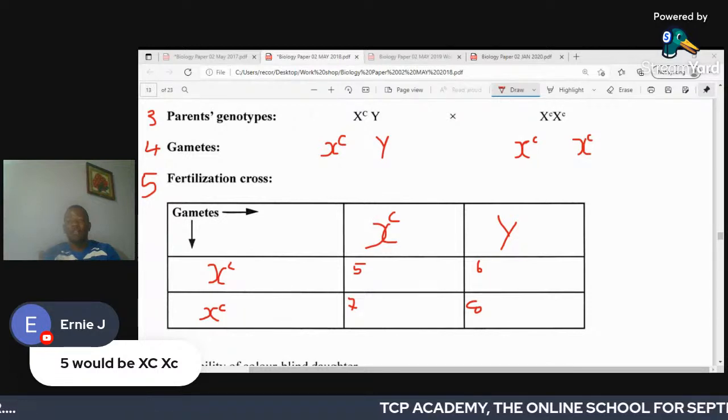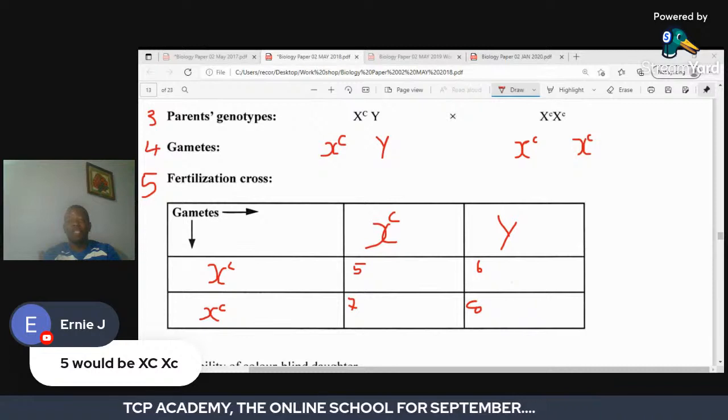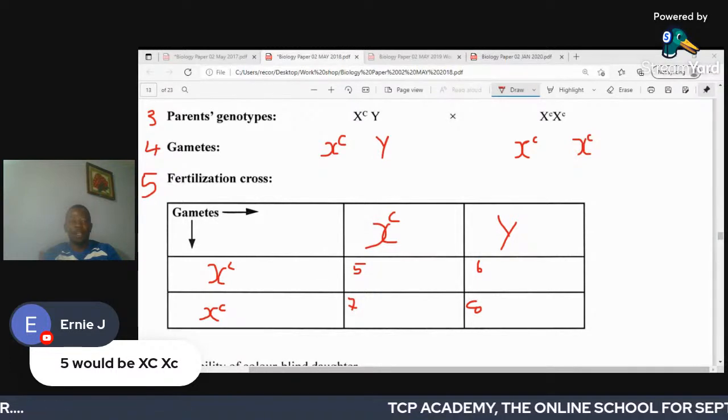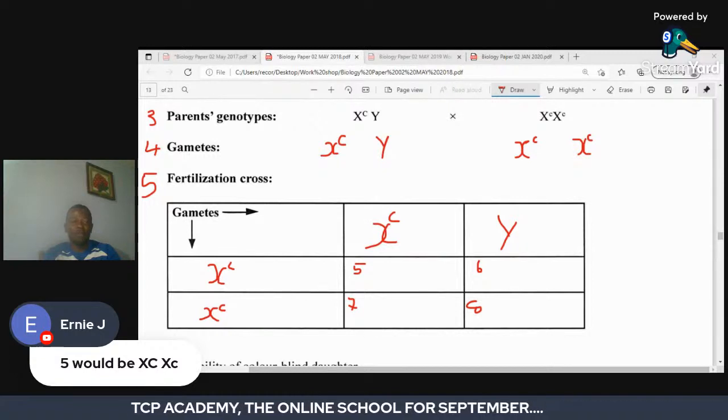I don't want you to solve for everything. We have to go slow. We are dealing with different learning needs. So if you observe here, we are using the big C up here and the small c. So usually we write the capital first, all right, the dominant.